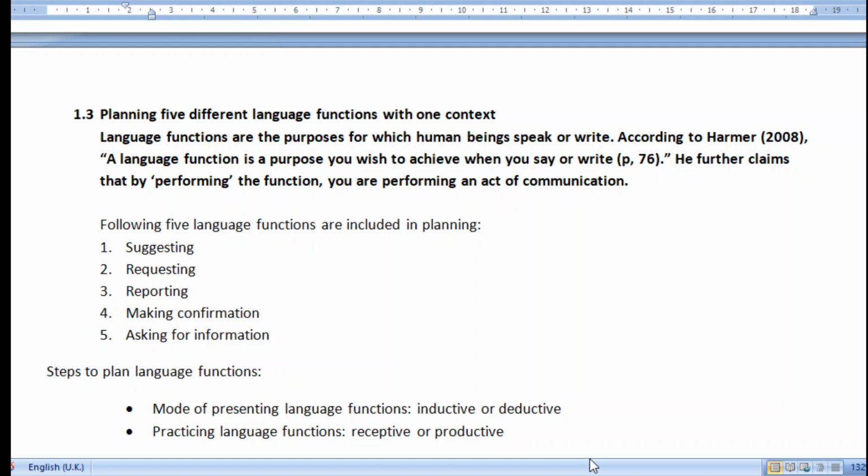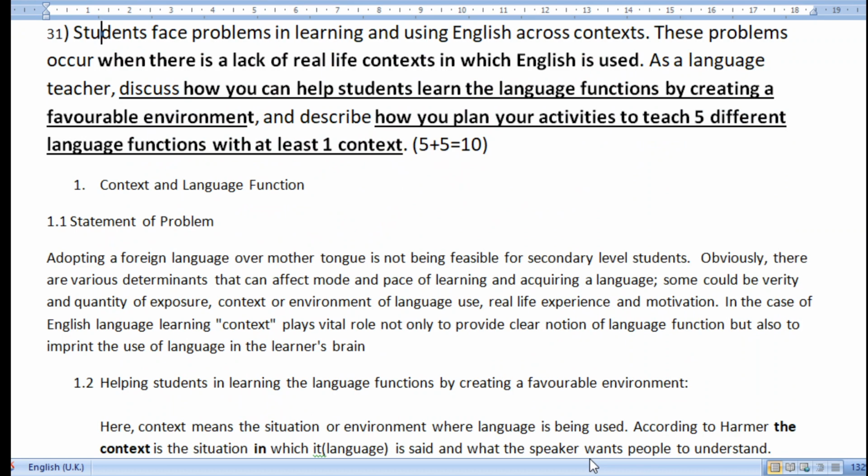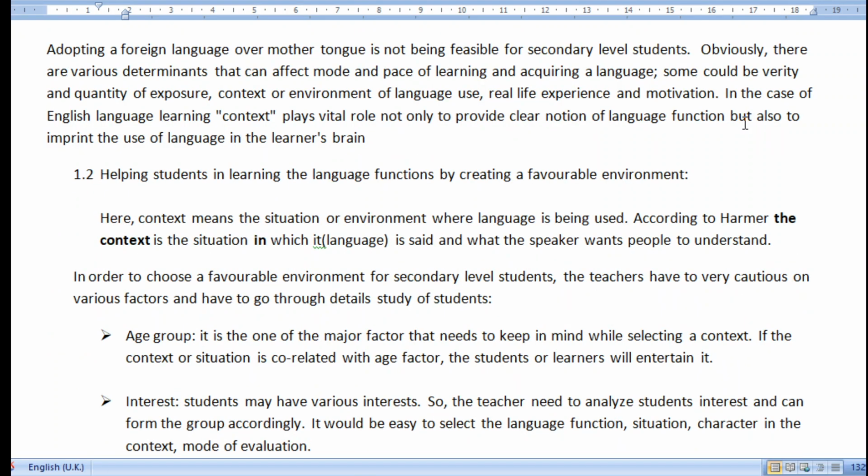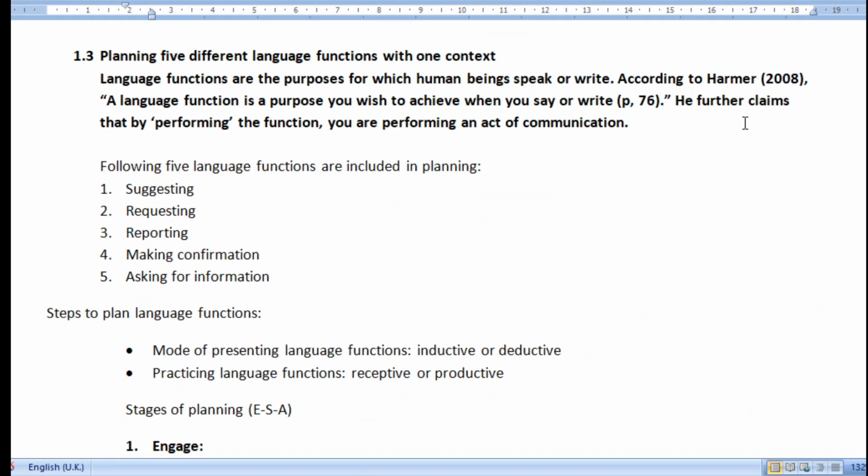In the question we have been asked, let me take you to the questions. The second part: how you plan your activities to teach 5 different language functions with at least one context. Here, in the first part we have defined the context. In the second part we are going to define the language functions, because we have to give the theoretical background.